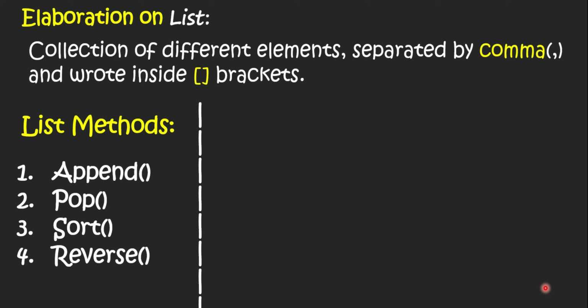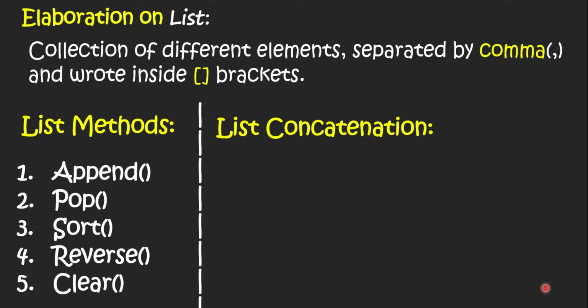Reverse would just reverse all the positions. It would not sort them, but it would just reverse all the existing elements in a list. Clear would delete all the elements inside the list. So now let's understand about list comprehension.